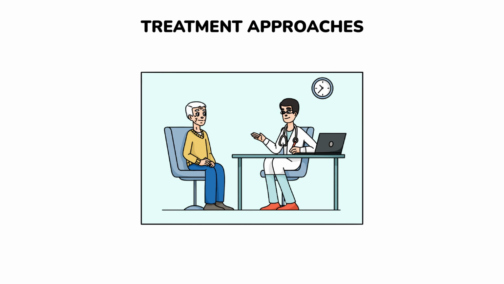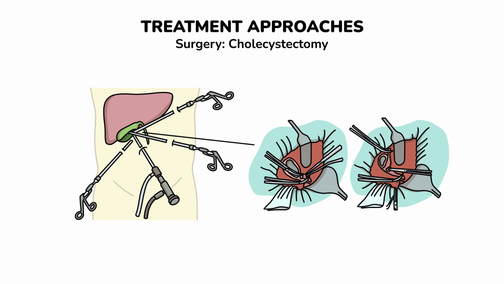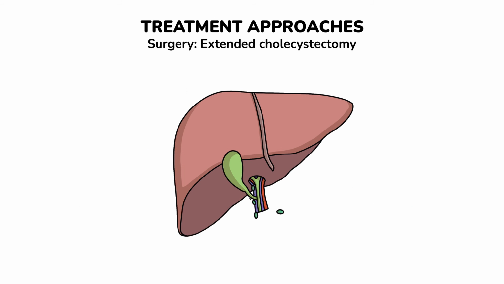The next important part of our video is the treatment. The treatment of gallbladder cancer depends on the stage of the disease and the patient's overall health. The main treatment options include surgery, cholecystectomy, removal of the gallbladder, typically for early-stage cancer. Extended cholecystectomy includes removal of part of the liver and lymph nodes if the cancer has spread. This procedure is often used in cases where the cancer has invaded surrounding tissues.